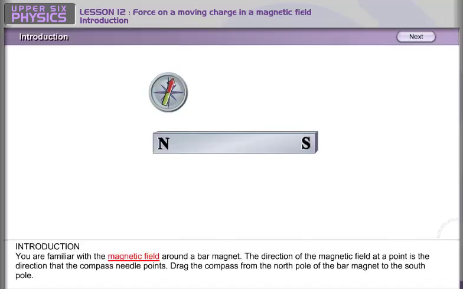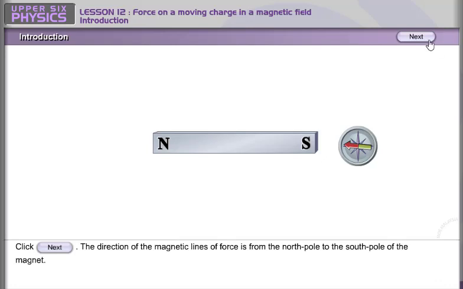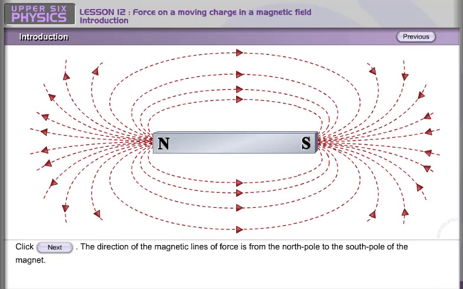Introduction. You are familiar with the magnetic field around a bar magnet. The direction of the magnetic field at a point is the direction that the compass needle points. Drag the compass from the north pole of the bar magnet to the south pole. Click the next button. The direction of the magnetic lines of force is from the north pole to the south pole of the magnet.